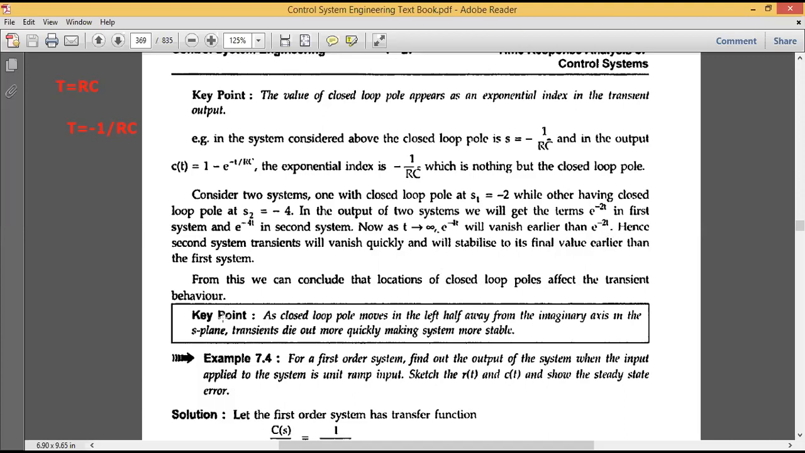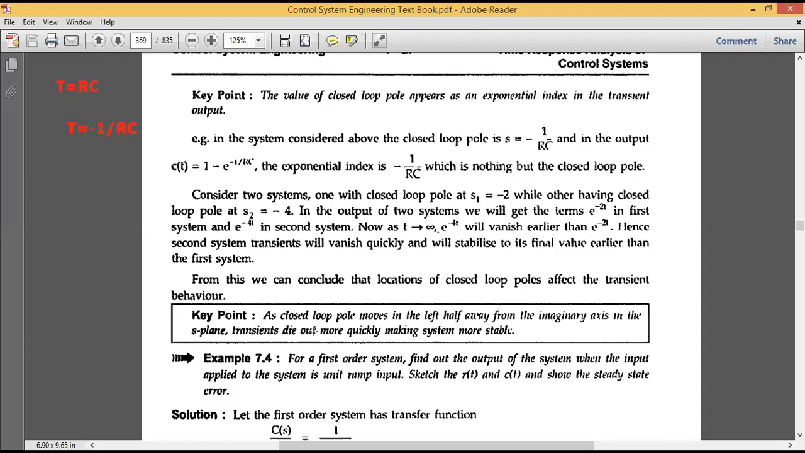And what does the key point say? The key point here is that the closed loop poles move in the left half of the plane. That is what I have shown in the above figure, the left side of the S-plane. They move in the left half of the plane, away from the imaginary axis in the S-plane.